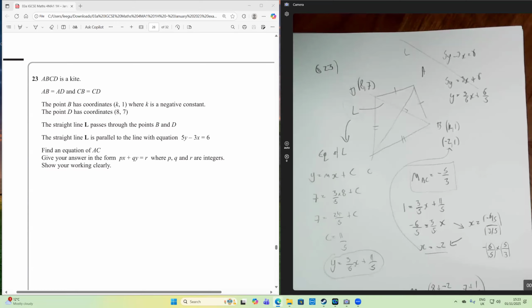The straight line L passes through the points B and D, and the straight line L is parallel to a line that has the equation 5y minus 3x equals 6. Find an equation of AC.